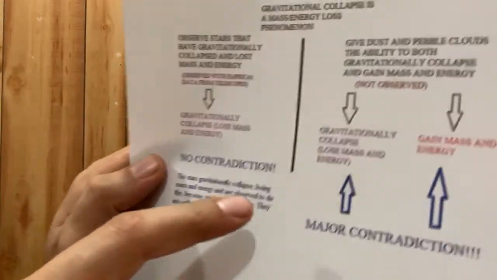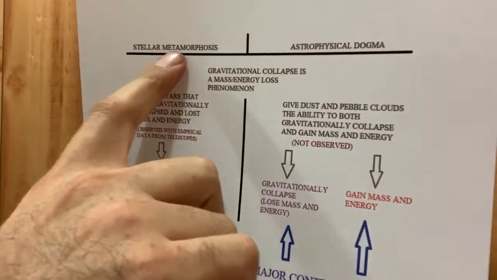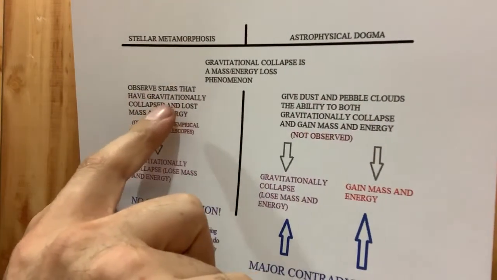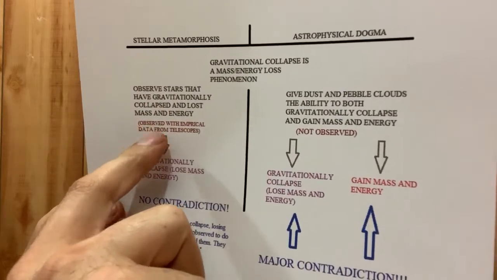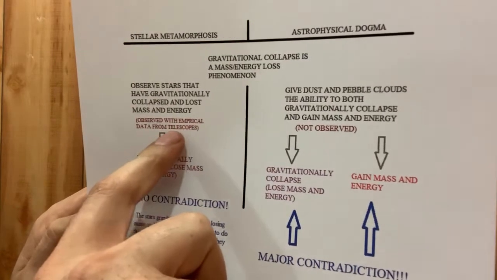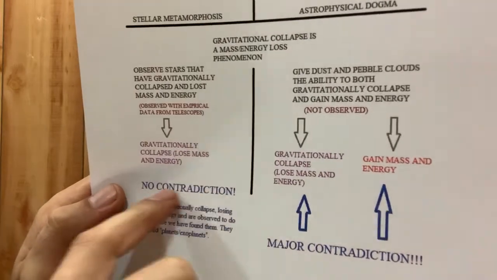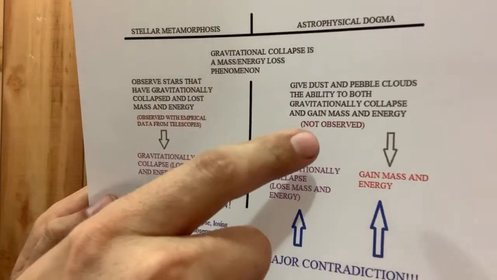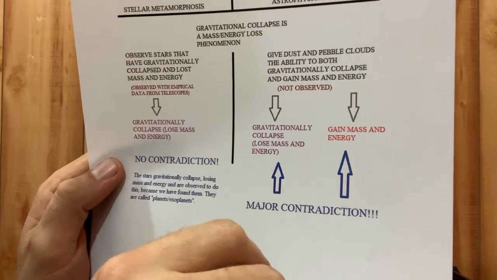And here I have a little diagram. I'll link this at the bottom so you guys can see all of it. Stellar metamorphosis on the left, astrophysical doubling on the right. So we observe stars that have gravitationally collapsed and lost mass and energy. We've seen this observed with empirical data from telescopes, which means gravitational collapse, lose mass and energy. There's no contradiction there. The objects that have lost their mass and energy have gravitationally collapsed. That's what planet formation is from the hotter stellar past.